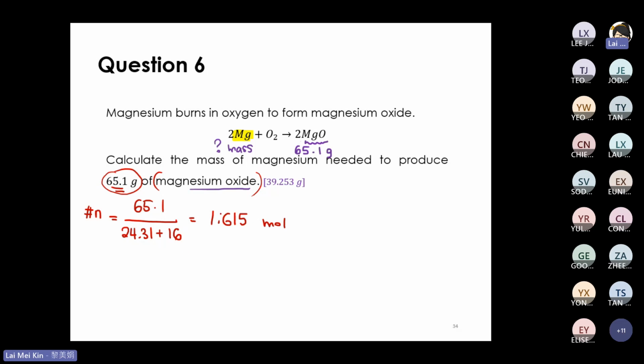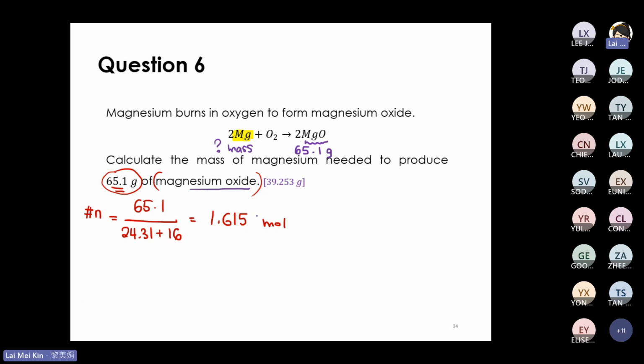You have to put in some values after the decimal point. Don't directly round it up to 2, or your answers will not be accurate. So we continue from here, 1.615.